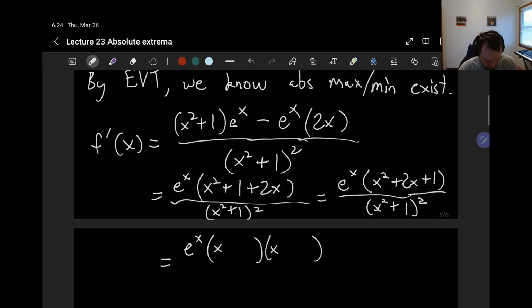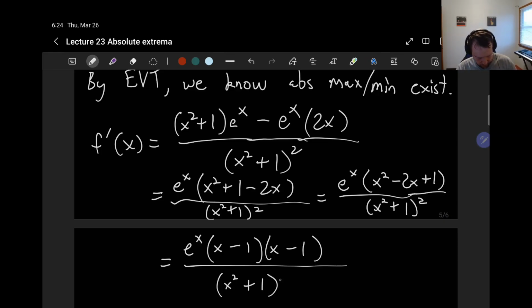Oh, I made a mistake. You see it? This was supposed to be minus 2x. Sorry about that. Caught it. There, this is how it factors. I knew it had to be this, so I was confused why it was a plus 2x. Yeah, it should be minus 2x.